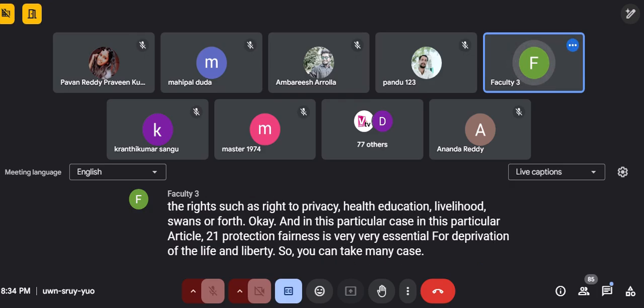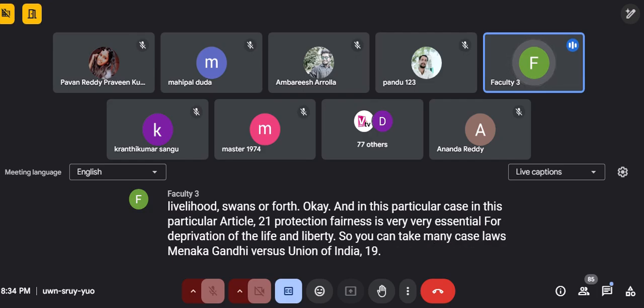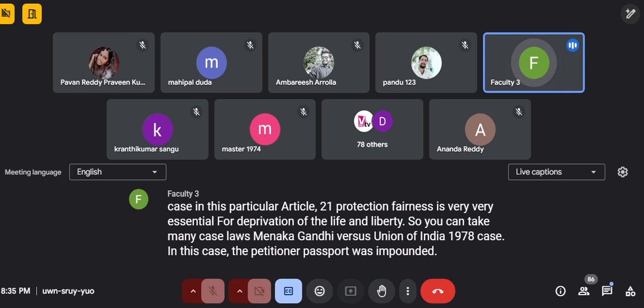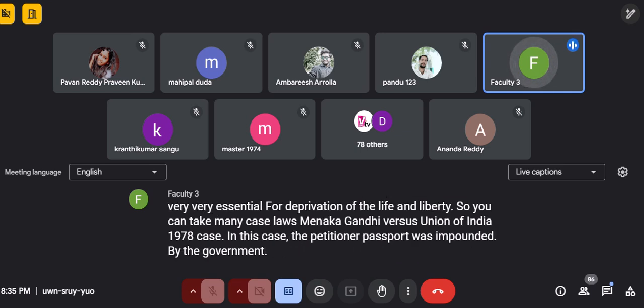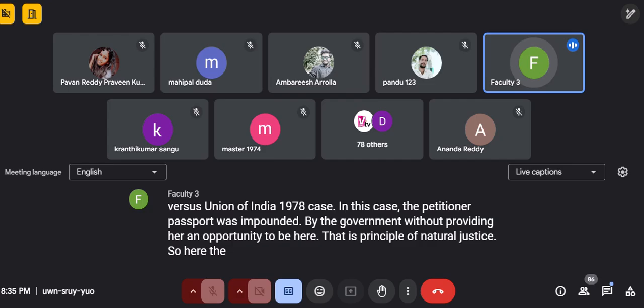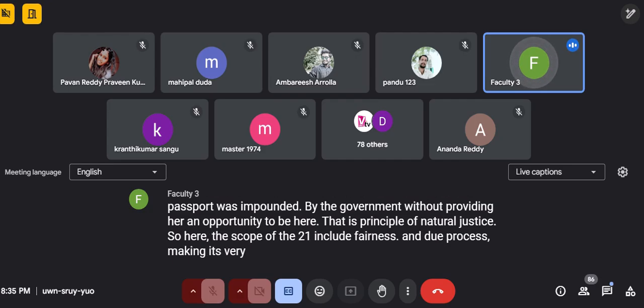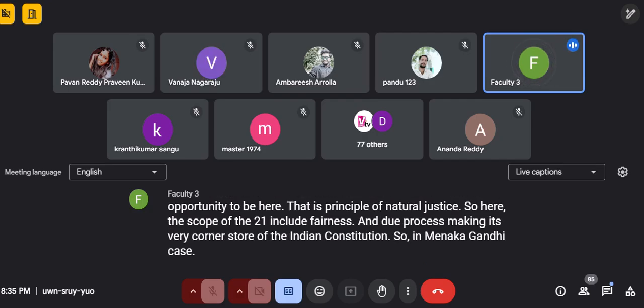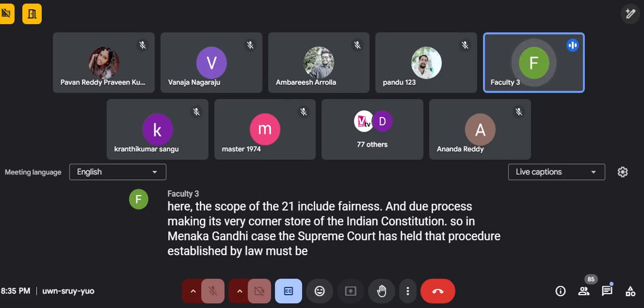You can take many case laws, such as Maneka Gandhi versus Union of India, 1978. In this case, the petitioner's passport was impounded by the government without giving her an opportunity to be heard. That is the principle of natural justice. Here the scope of Article 21 includes fairness and due process, making it a cornerstone of the Indian Constitution. In Maneka Gandhi, the Supreme Court held that the procedure established by law must be fair, just and reasonable, nothing less.